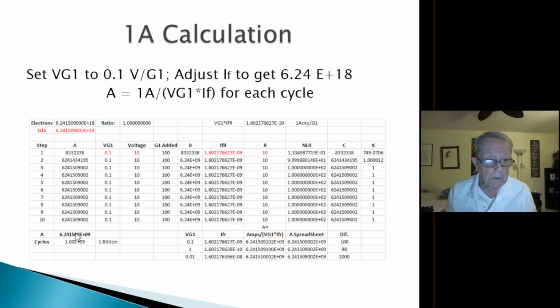1 billion times A, and you get this number. And I did a ratio, and so I pick this number. I adjust this until I get this equal. And I did it 3 times with VG equal 0.1, VG equal 1, and 0.01. And the product always came out the same. I always got the same number for the product. Amazing.